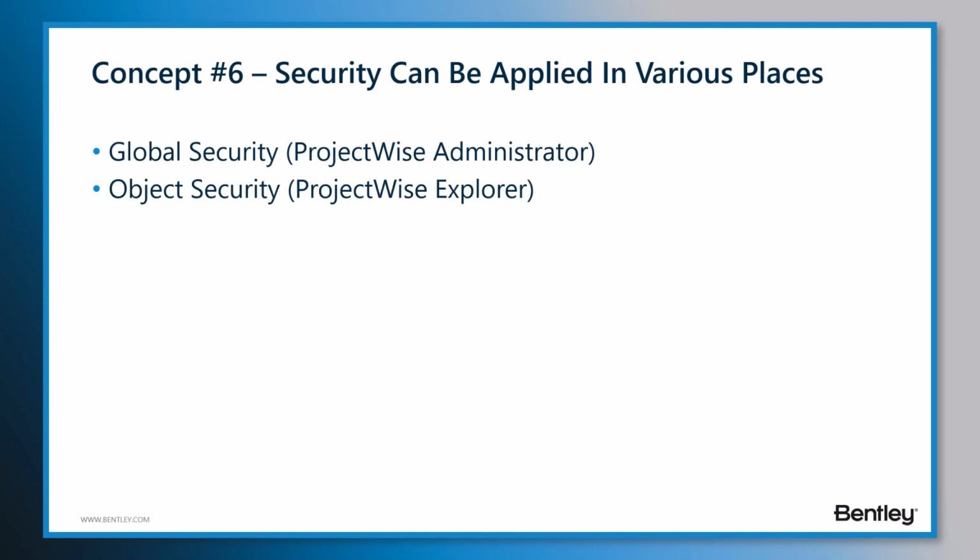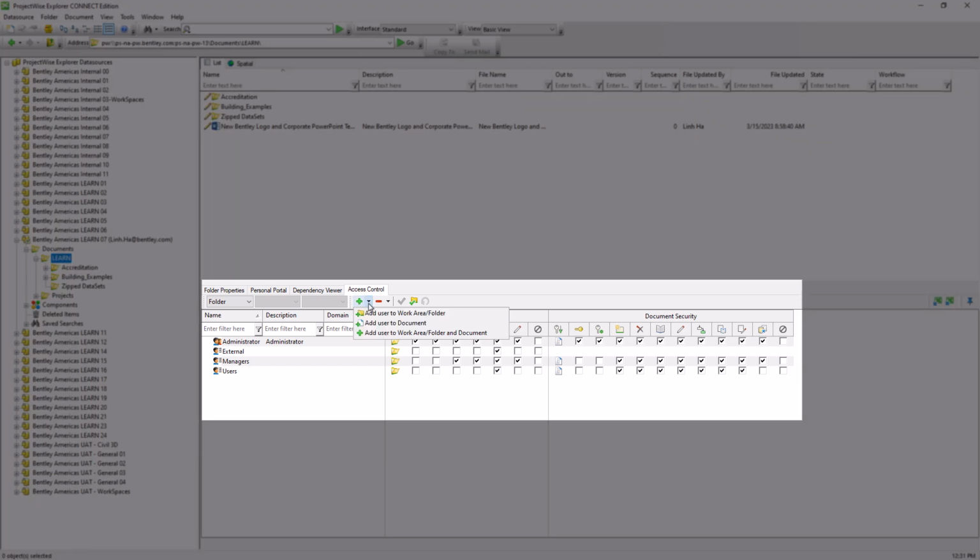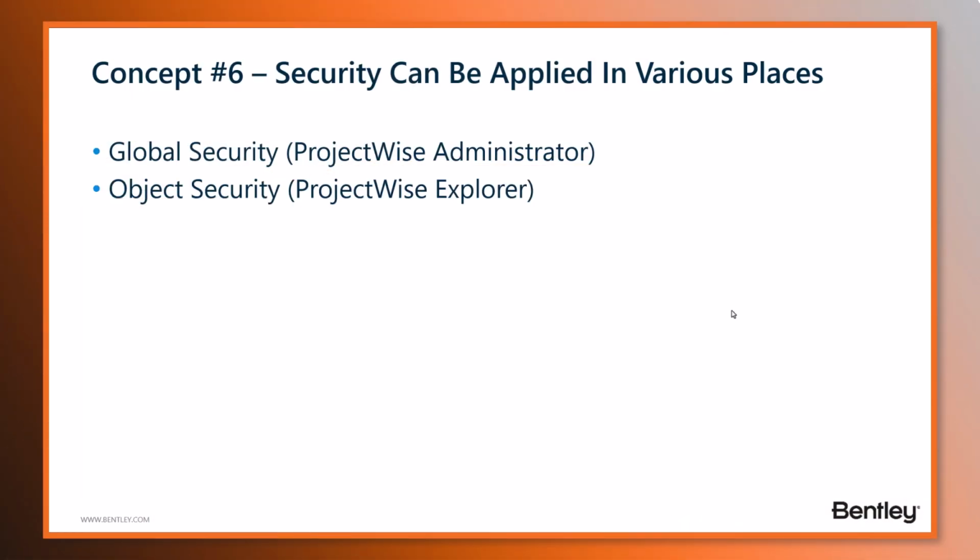Object security. This is when we select a folder or document and then go to the Access Control tab and explicitly set up permissions for the folders and documents. When a workflow and state security has already been defined globally in ProjectWise Administrator, and the workflow has also been applied to the folders in ProjectWise Explorer.